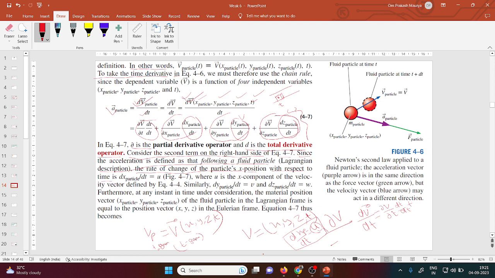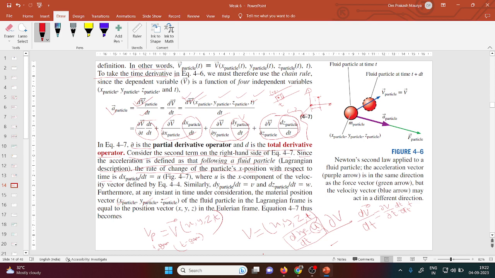Furthermore, at any instant of time under consideration, the material position vector, that is X, Y and Z. Material position vector means, in a pipe, I am taking the example of a pipe just for simplicity. In the pipe, where is the location of the particle? It is x particle and y particle, and if the Cartesian coordinate is like that, your fluid particle is here, this one is x, this one is y, and in the third direction your z is here. So this is nothing but x, y, z, maybe at that point or maybe at that point.